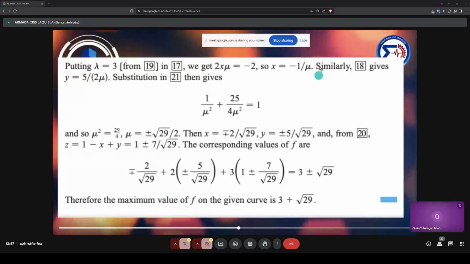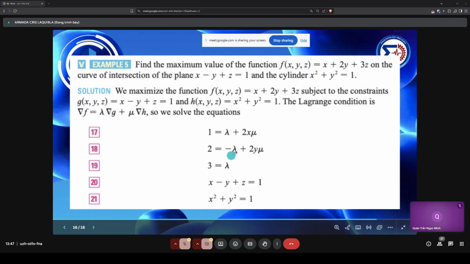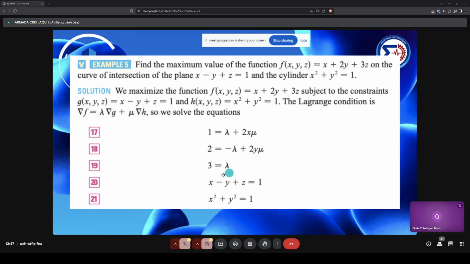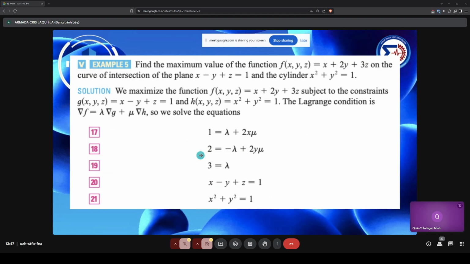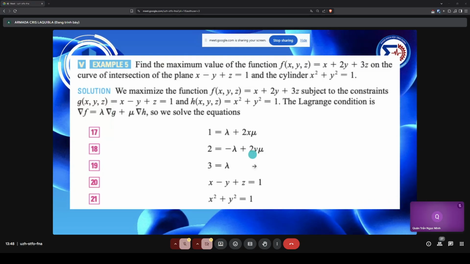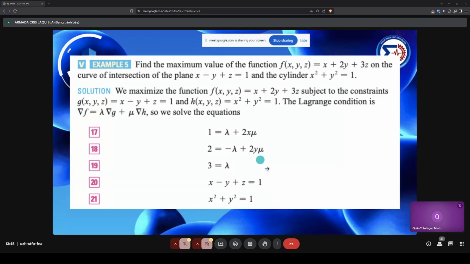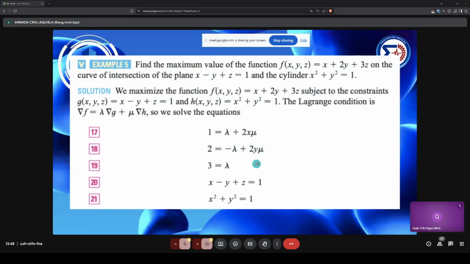Similarly, in your second equation, go back to it. This one, if your lambda is positive 3, which is here, transfer it to the other side, so it becomes 5 there, right? 2 plus 3 is 5. Now divide by 2 mu, so it becomes 5 over 2 mu. That's your value of your y, which is correct. It's here. 5 over 2 mu.